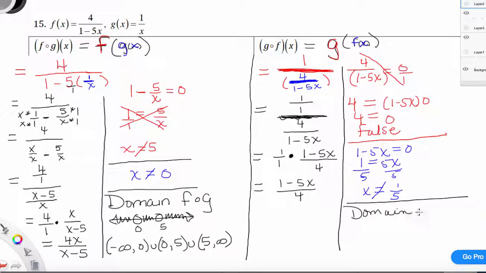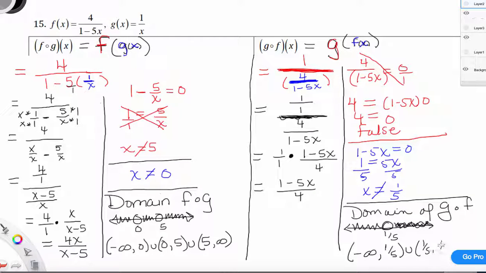Domain of g of f, you cannot have x equal 1/5. So there's a little hole there. And I'm going to shade in everything else because everything else is included in our domain. And when we write that interval style, we go from negative infinity up to 1/5, and we're going to union that with 1/5 to infinity.